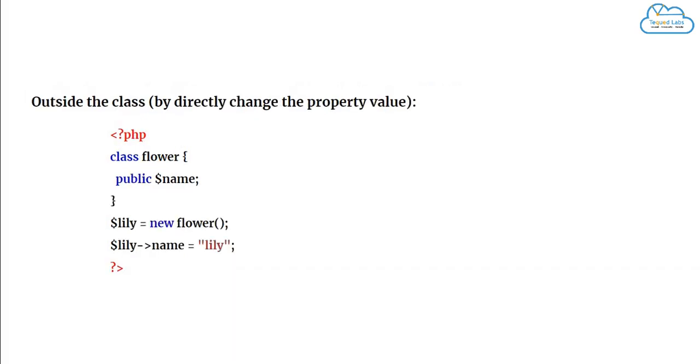Now outside the class, how to actually change the values outside the class. To do that, instead of having a function, you can directly add this statement: $lily of name is equal to Lily. If you don't want to use a function, you can directly add it like this.